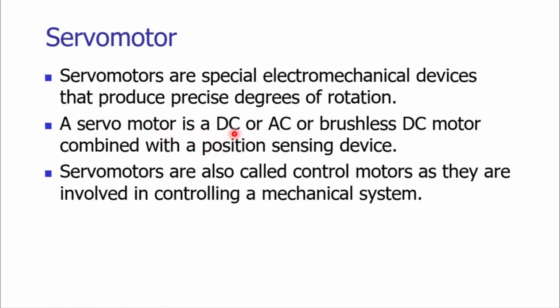Basically, the servo motors are DC or AC, or brushless DC motors. These motors are combined with a position sensing device, and that position sensing device with an appropriate signal conditioning device will give the input to the microprocessor, and the microprocessor accordingly varies the input to the DC motor to get the required output. These motors are also called control motors because they are controlling the mechanical system.